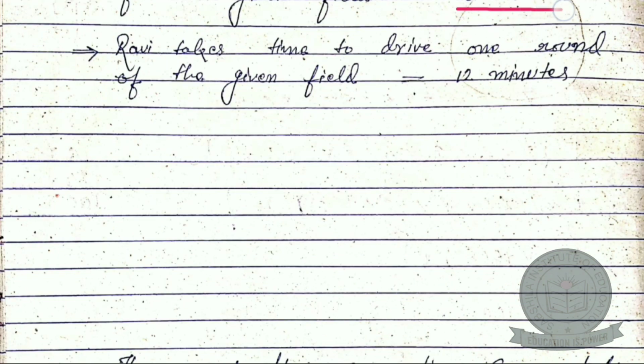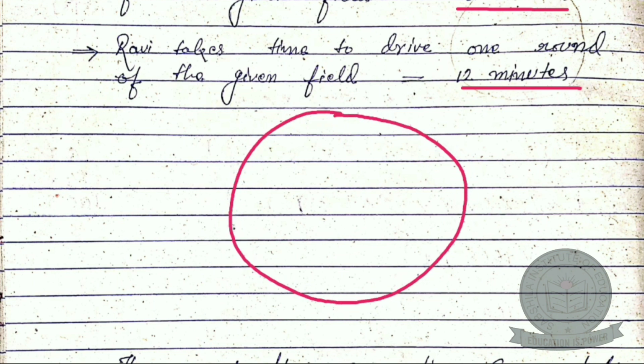First of all, you have to understand the question, what the question wants to say. There is a circular path. Sonia and Ravi start driving from one point. Ravi has started and Sonia has also started. And they will meet at this same point at what time? The question is asking that.